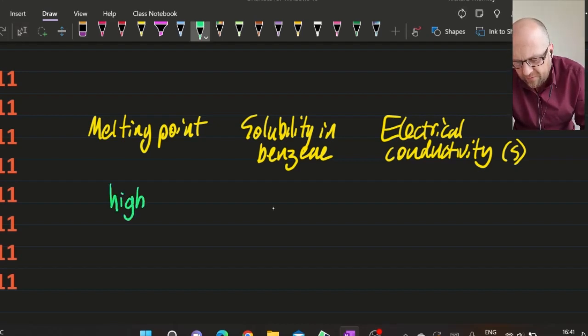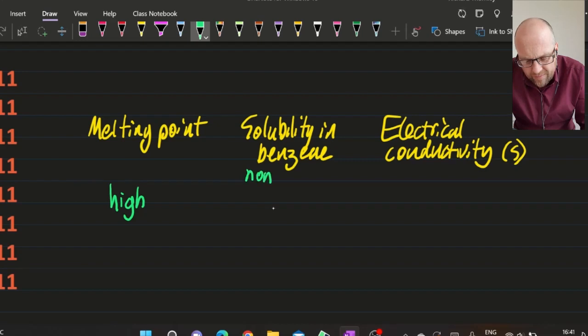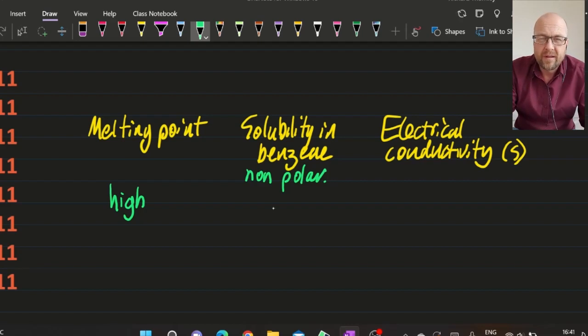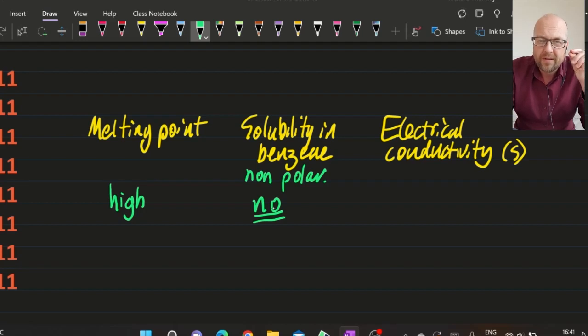I've never managed to melt salt. Strong ionic bonds. The solubility in benzene. Well, benzene is non-polar. And remember, like dissolves like. Ionic has a charge separation, a plus and a minus. So that's going to want to dissolve in solvents with a charge separation, such as water or maybe ethanol. So it shouldn't dissolve. So nope, it won't dissolve in benzene. Benzene is non-polar, and salt only dissolves in polar substances, such as water.